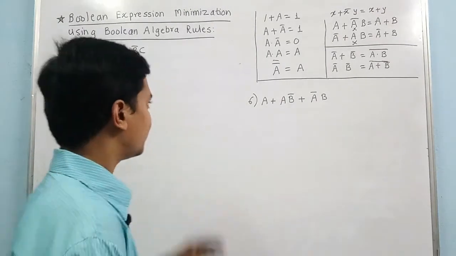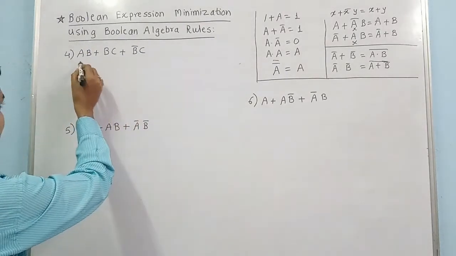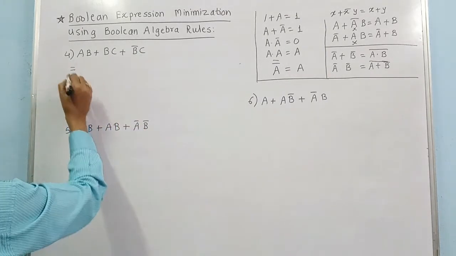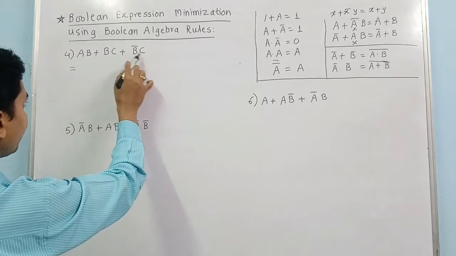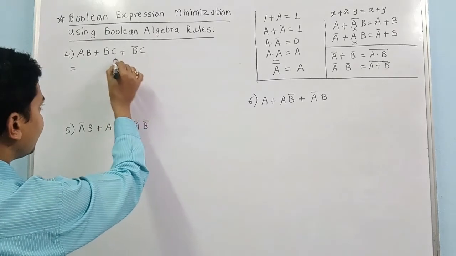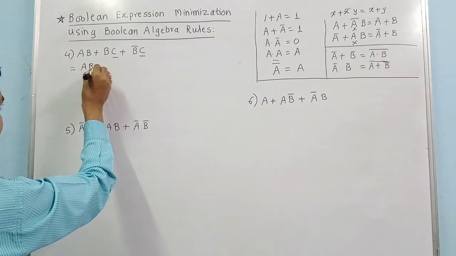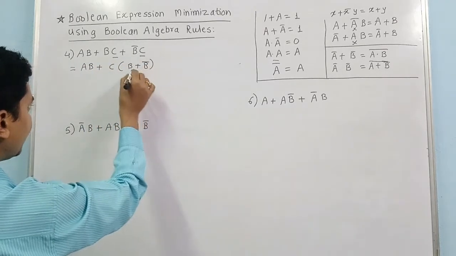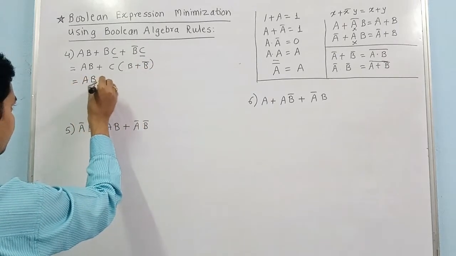Okay, now let us see the next three examples, which are also somewhat simple examples. So the fourth example is ab plus bc plus b bar c. Okay, so how can it be reduced? So here, from this, b plus b bar is what? 1. So here you can take c as a common variable, so ab plus c into b plus b bar, so that this bracket value will become 1. Okay, so ab plus c.